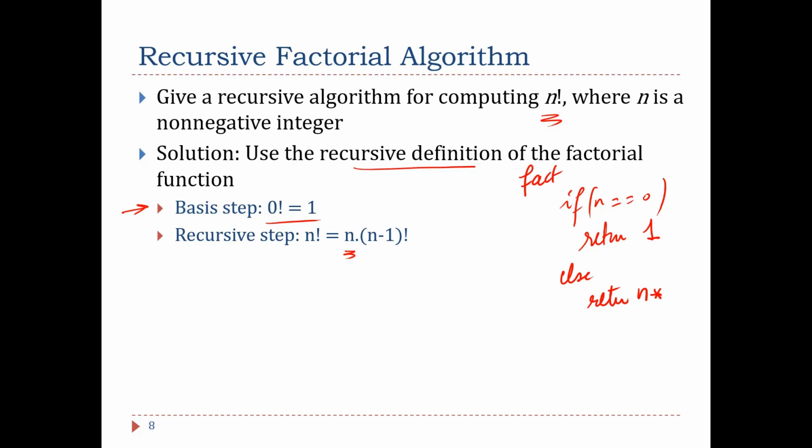So the factorial of n requires calling the factorial, but of n minus 1, before combining that value with the value of n itself. So here we have a straightforward multiplication. This is the operation that we are doing, and we have the literal value n here.